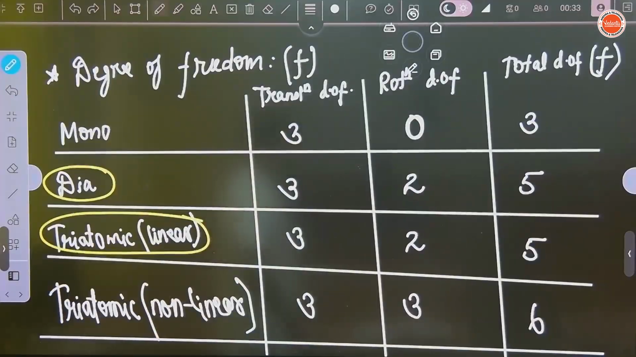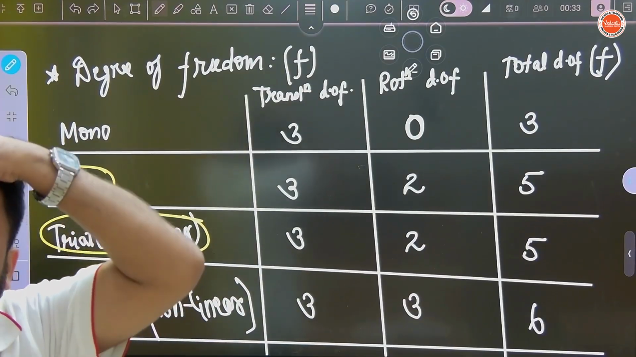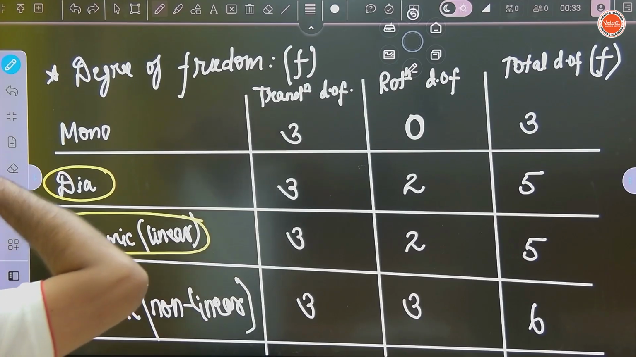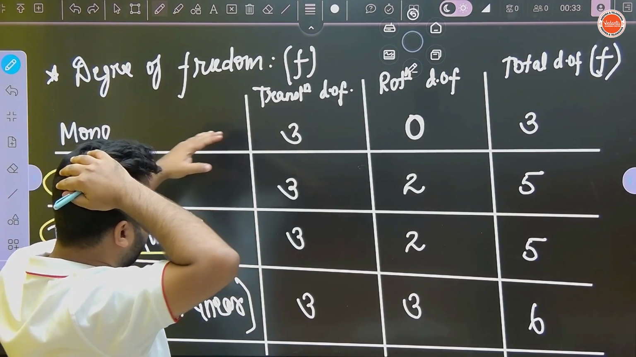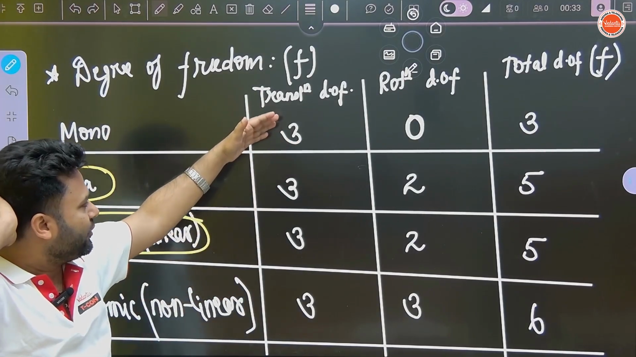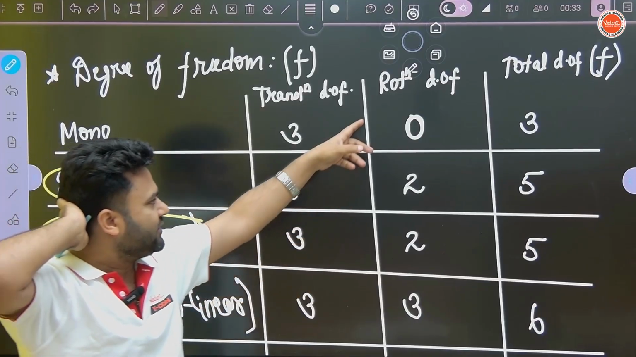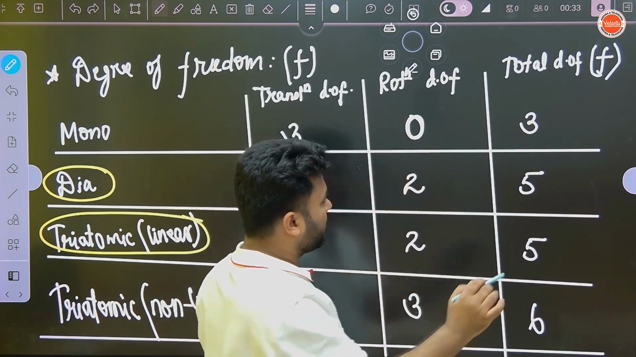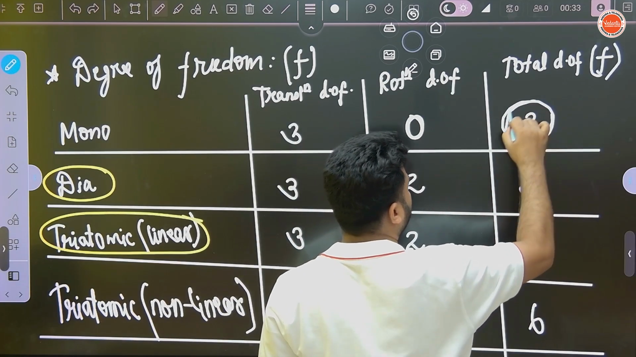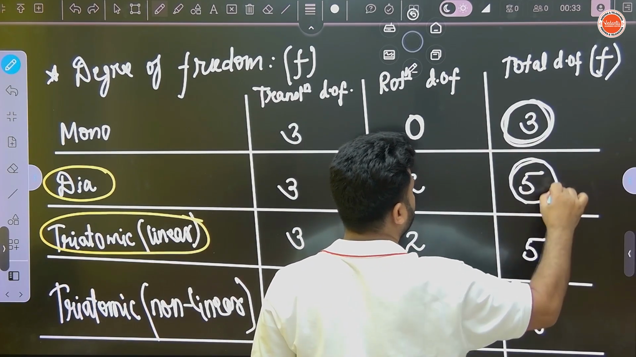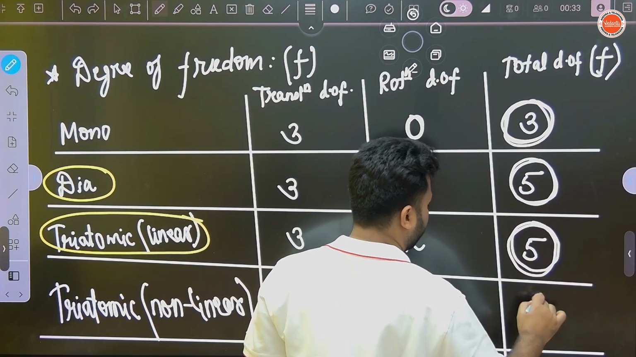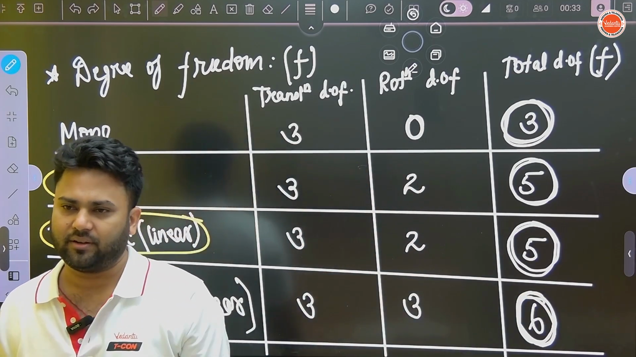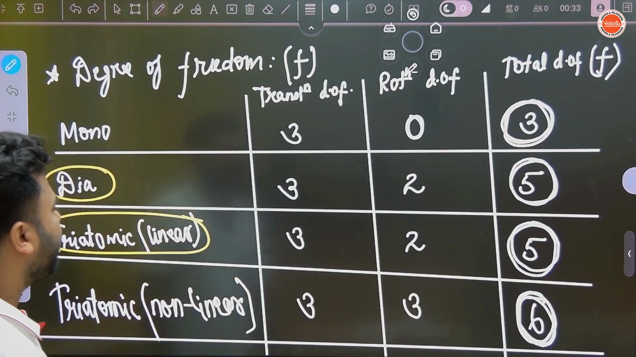These are very important things. Very, very important. I wonder how you people don't know. So learn these values. The translational degree of freedom is 3, 3, 3 for all. Rotational 0, 2, 2, 3. Total degree of freedom, this value you should remember at any cost: 3, this is 5, here also 5, and here it is 6. Total degree of freedom. Correct? 3, 5, 5, 6.